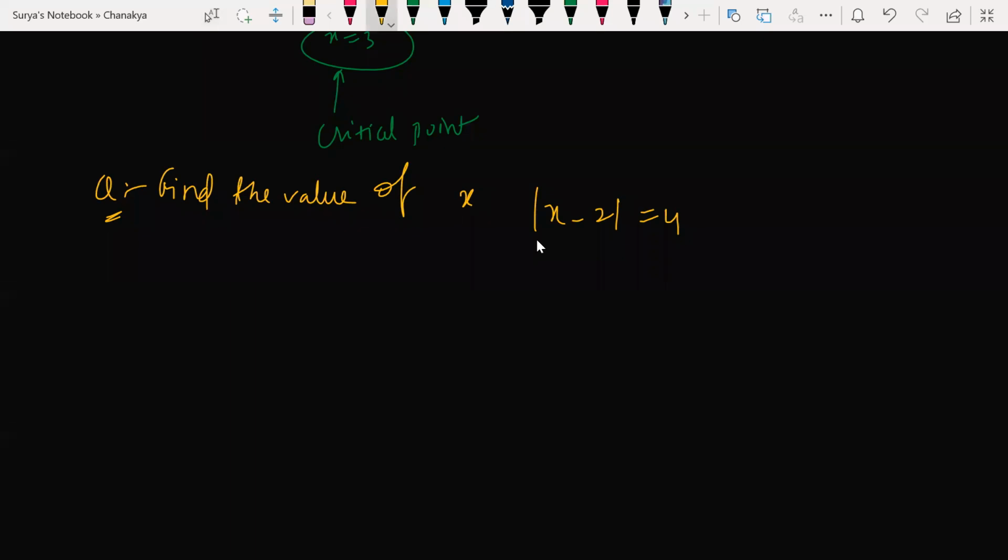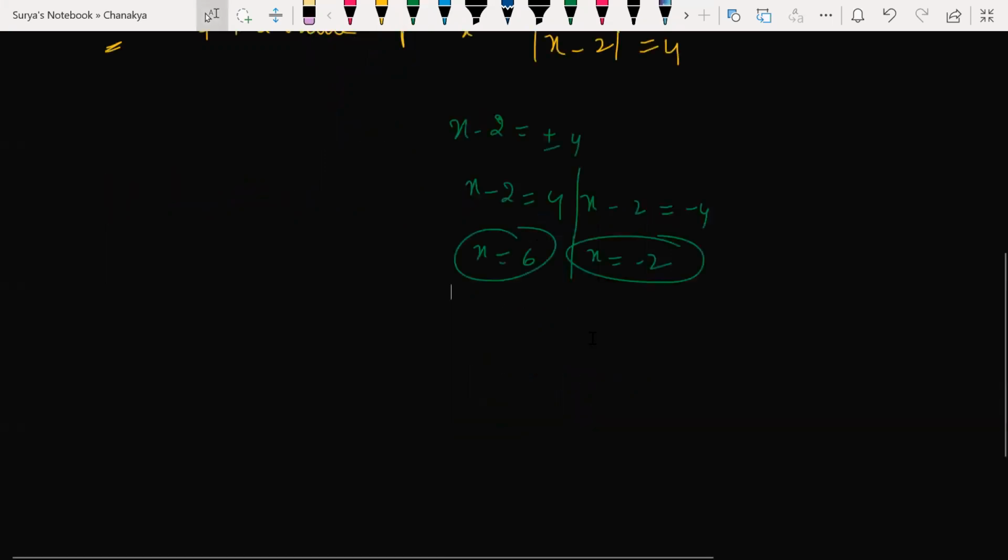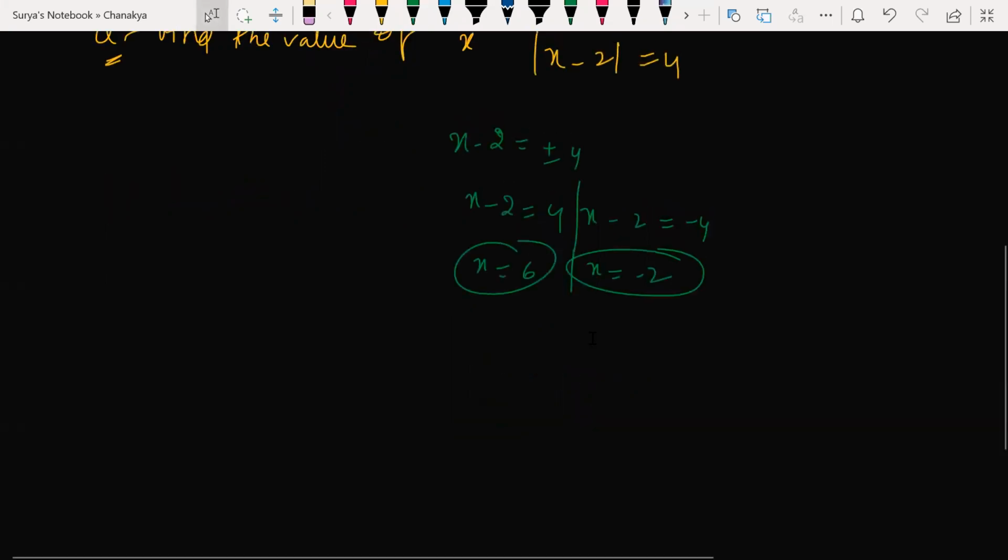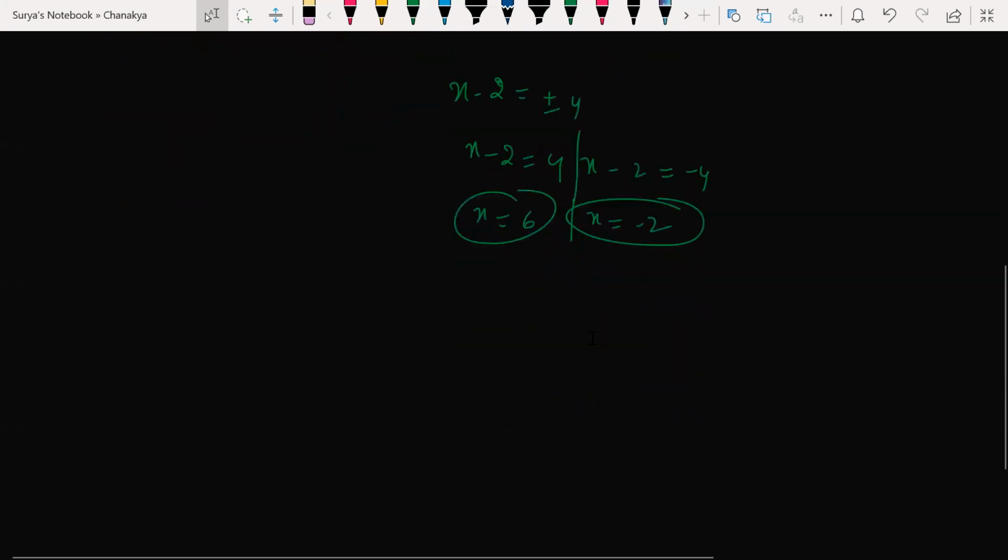So very simple, beta. Look at this here. It gives you x minus 2 is equal to plus or minus 4. x minus 2 is equal to plus 4, x minus 2 is equal to minus 4. x is equal to 6, x is equal to minus 2. These are the values. Understood my point? Very simple.